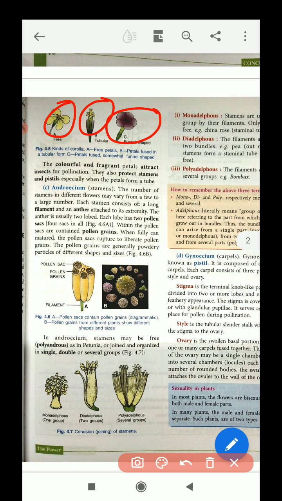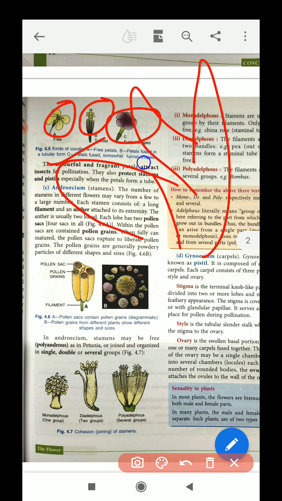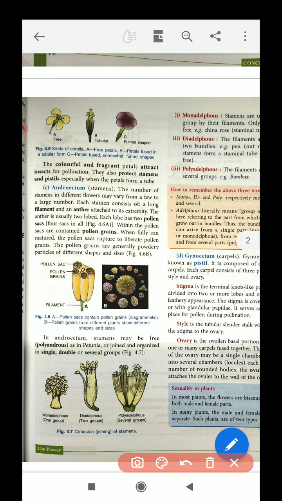If you go to your garden and see the flowers present there, you can check. All the flowers have different petals, that's why their structure is different and they look different. Now students, here you can see the colorful and fragrant petals. These are the functions: colorful petals attract insects and help in pollination, and protect the stamens and pistils. As the petals are long, the stamens and pistil in the middle also become protected.